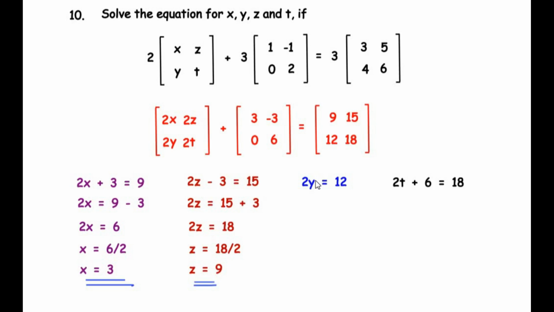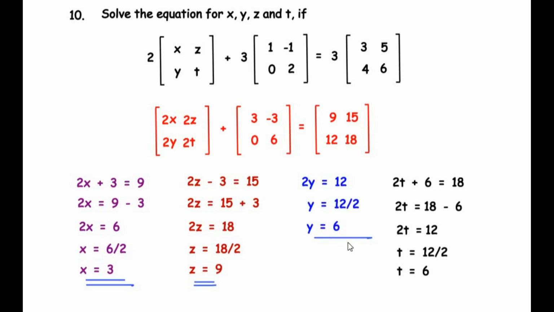Now for the third equation, 2 divides 12, giving us 6. And finally we have the last equation. 2T is equal to, taking 6 on the other side, we get 18 minus 6. So 2T is equal to 12. 2 divides 12, giving us the value of T as 6. So these are the values of X, Y, Z and T.